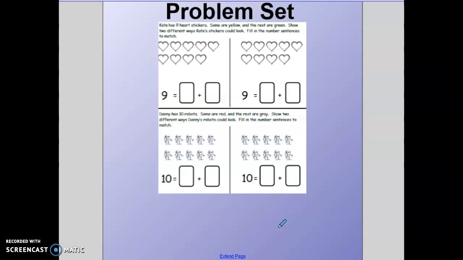All right. So you have two choices for your exit ticket today. You can either show me this sheet right here. You can do this sheet right here and write your number sentences to match whatever the story says. So it says Kate has 9 heart stickers. Some are yellow and the rest are green. Show 2 different ways Kate's stickers could look. And then you write your number sentences. And then you can do the robots.